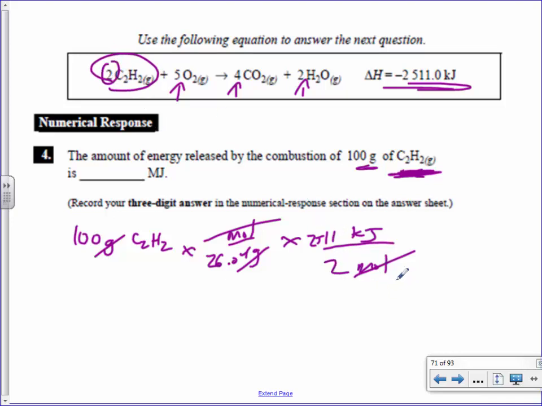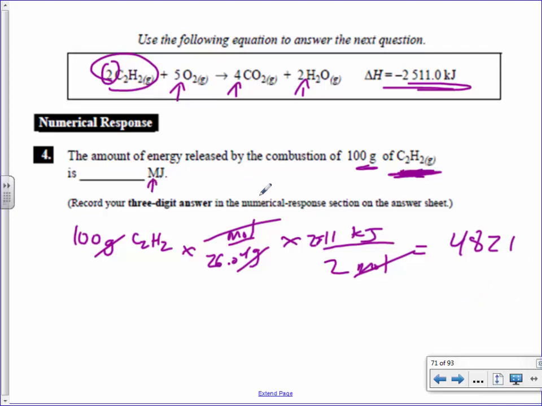You could actually divide it by 2 if you like, or I'm just going to write it out as the 2511 divided by 2 right there. Does that make sense? So now you just need your calculator. 100 divided by that molar mass of 26.04, and times the 2511 they list for you, but divided by 2 because there's 2 moles showing, and I get 4821, something like that.